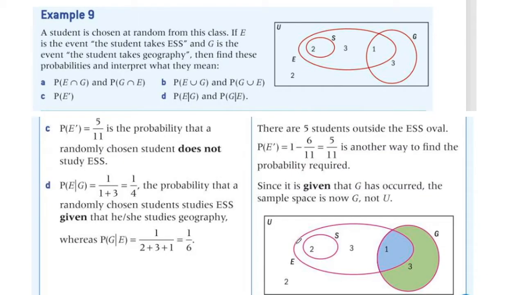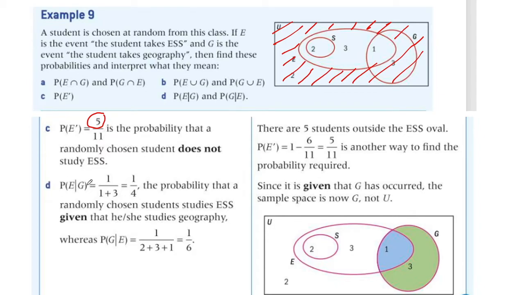We're now going to go over to part C and D. C is straightforward again, D is a little bit more challenging. C is not E. That's everything which is not in circle E. So we need to look at all the numbers in the red section. This time we've got 3 and 2. You add them together, that gives you the 5. There's 11 numbers altogether, it's 5 out of 11.